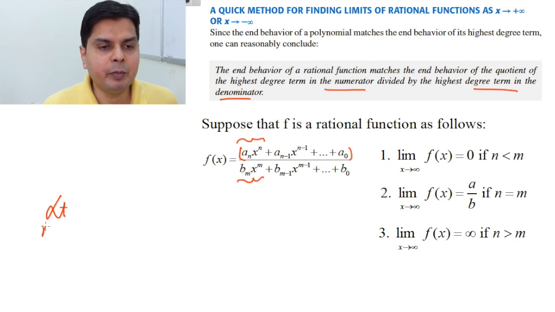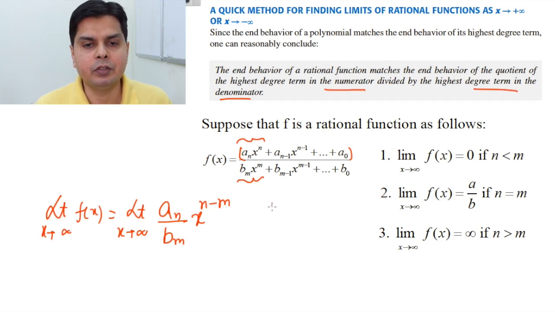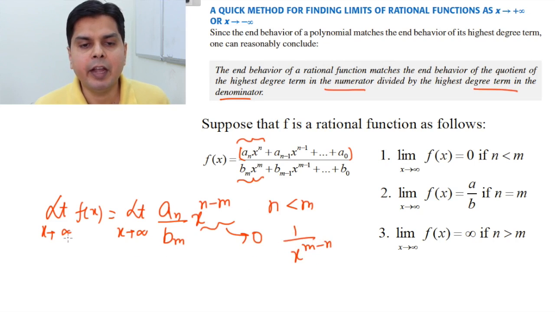So if I have to find the limit as x tends to infinity of f(x), then this will be the limit as x tends to infinity of an by bm times x to the power n minus m. Now there can be three cases. Case number 1: suppose n is less than m. Then this will go to 0. Why? Because n is less than m, so this will be something like 1 by x to the power m minus n. This m minus n is positive, so 1 by x to this power as x tends to infinity will be 0. This is case number 1.